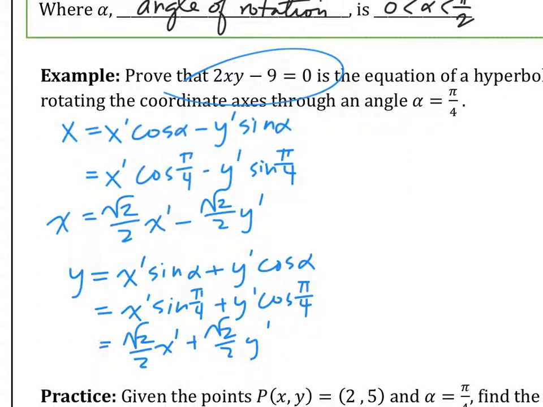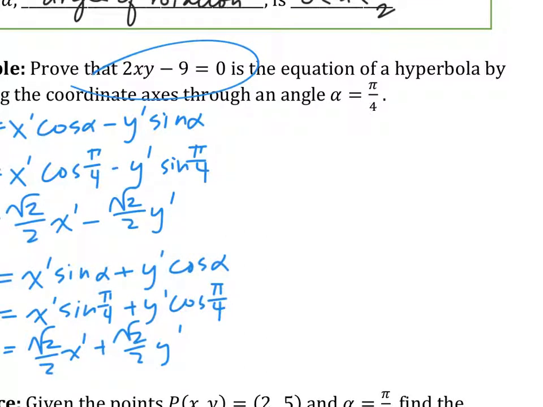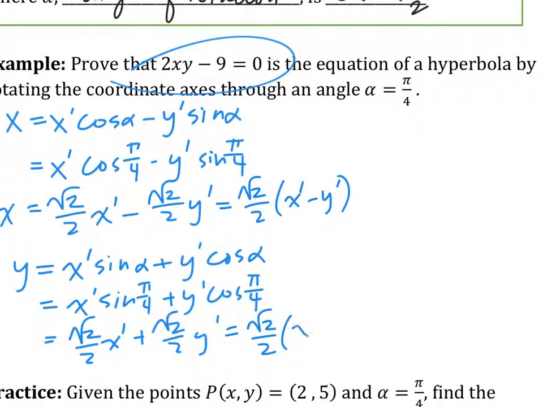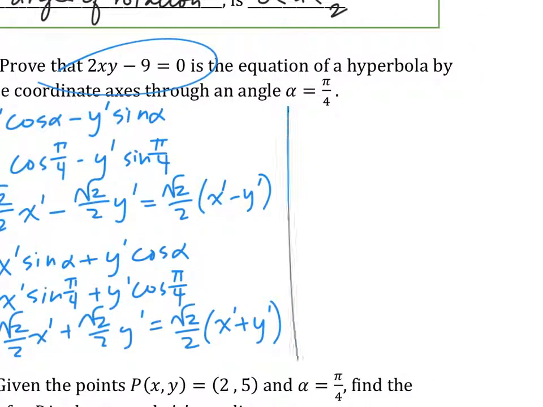All right, now we are going to substitute it into the equation 2xy minus 9 equals 0. Let's make it a little bit simpler. I'm going to take out the square root 2 over 2, so it's not so busy. With the FOIL, yes, but taking out the square root 2 over 2 is going to make it a little easier. Okay, so just follow along. I'll solve this one for you.